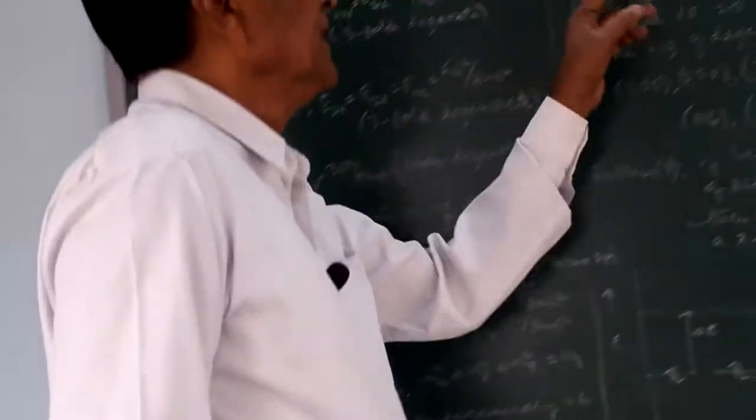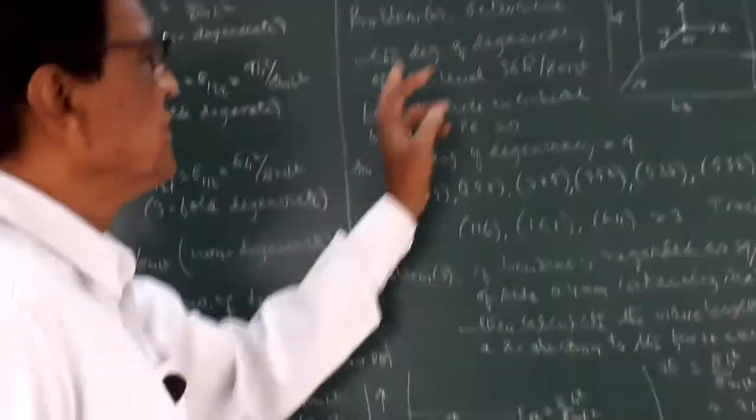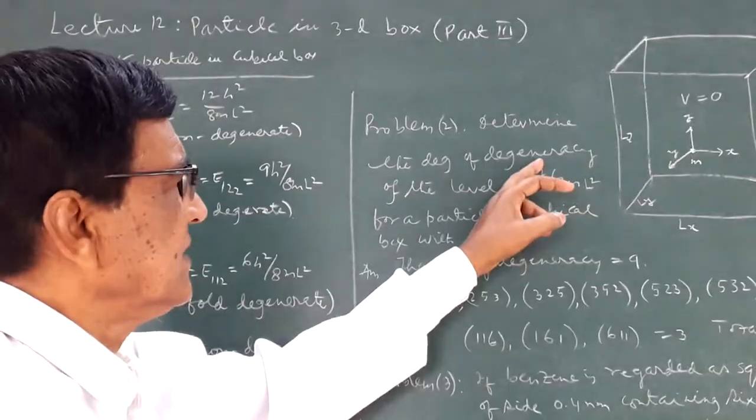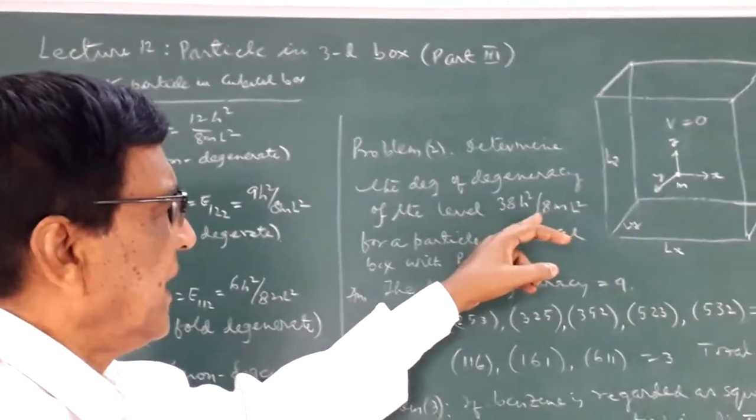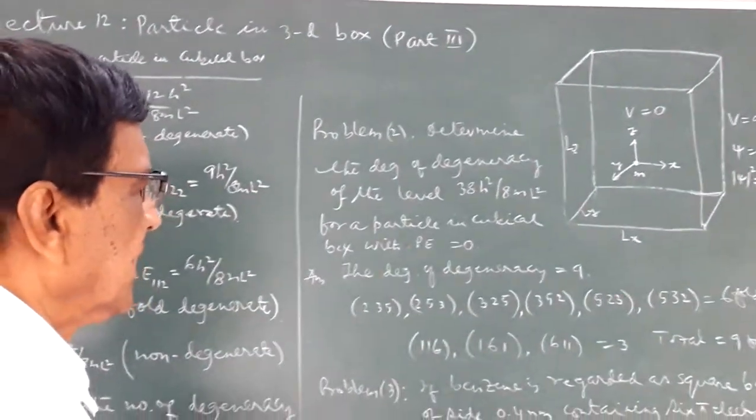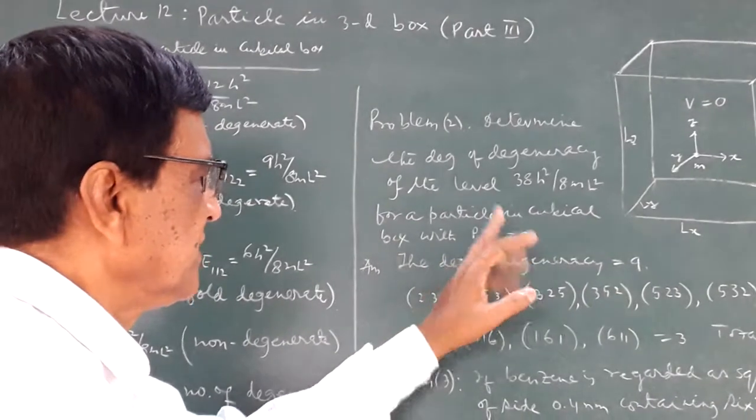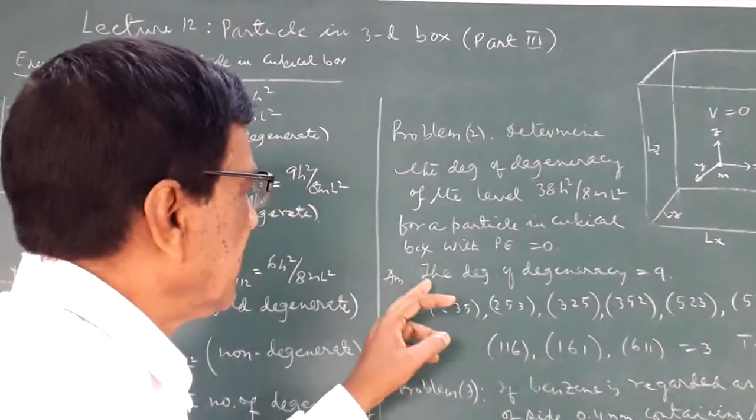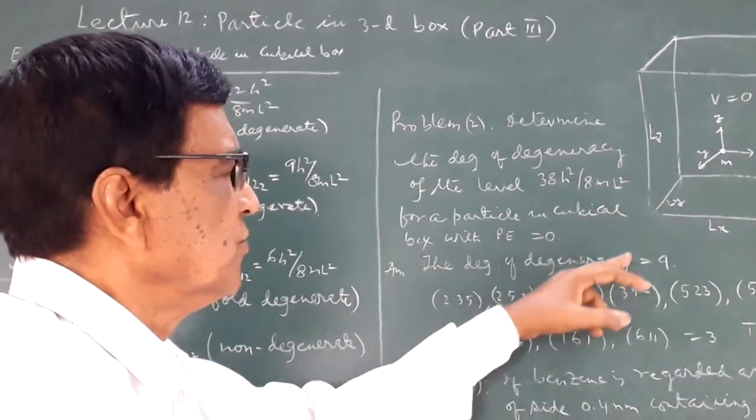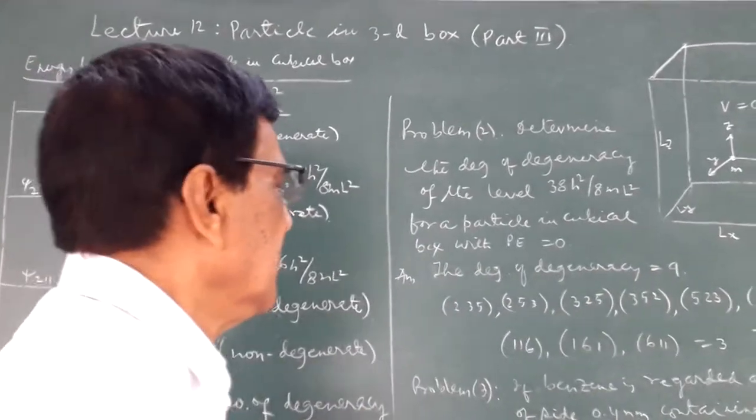Another problem: determine the degree of degeneracy of the level 38h² by 8mL² for a particle in a cubical box with potential energy 0. So the degree of degeneracy will be equal to a total of 9.